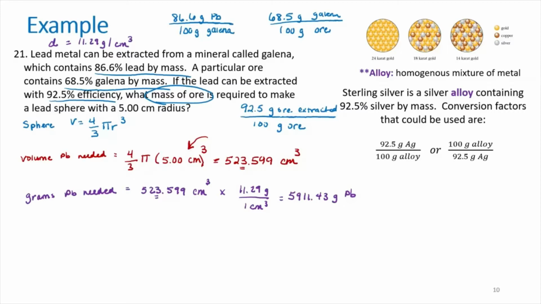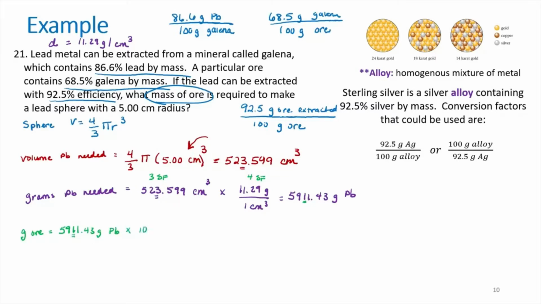Let's figure out how much ore that equates to. How much ore do I actually need in the first place to be able to extract, to be able to pull out that mineral, to be able to pull out the lead? So if I need 5911, my sig figs are under that first one, just to keep them marked for you guys. So we have 3 sig figs here and 4 sig figs here. 5911.43 grams of lead.